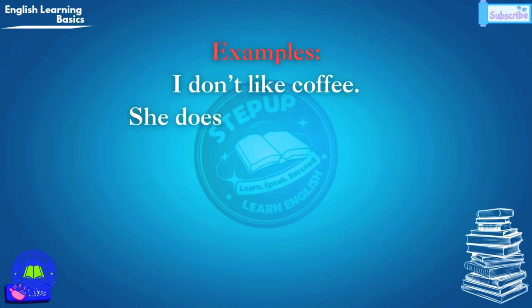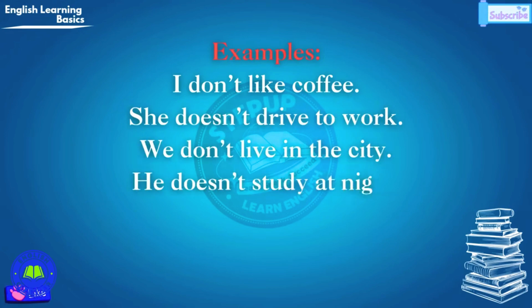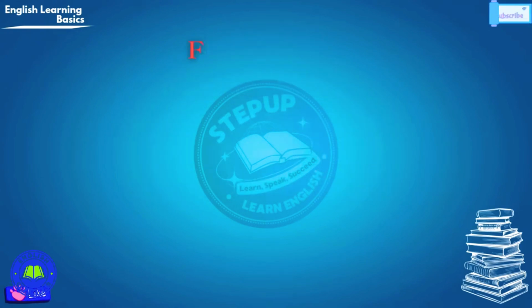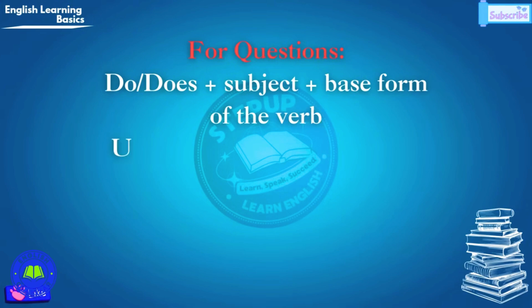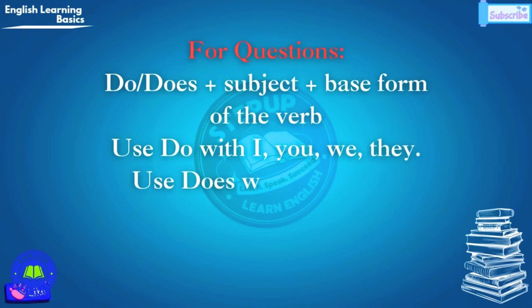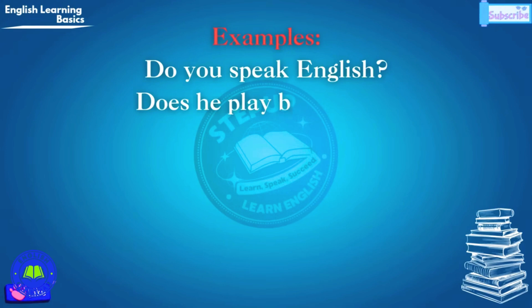Examples: I don't like coffee. She doesn't drive to work. We don't live in the city. He doesn't study at night. For questions: do or does plus subject plus base form of the verb. Use do with I, you, we, they. Use does with he, she, it. Examples: Do you speak English? Does he play basketball? Do they work from home? Does she enjoy reading?